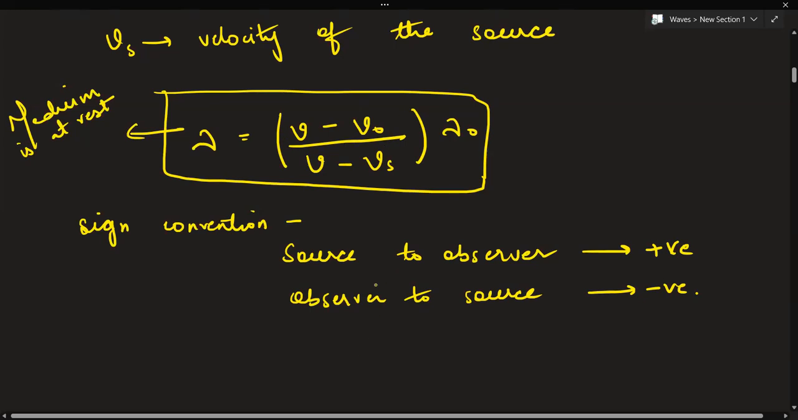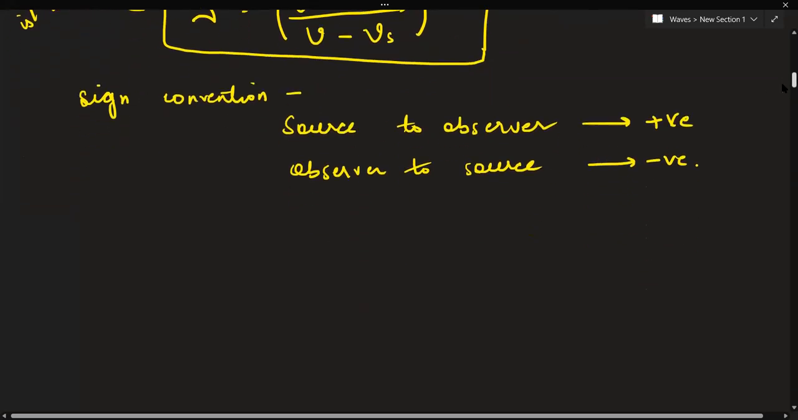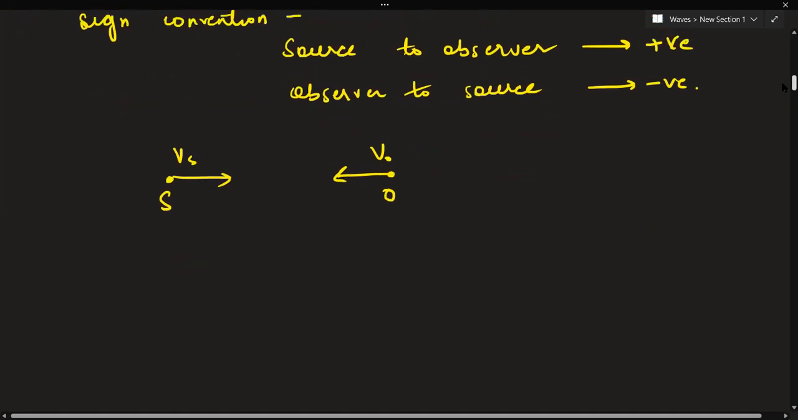So what is meant by what I've written, source to observer? This means if this is the source, this is the observer, and the source is moving like this, and let's say the observer is moving in this direction. Let's just take an example. Source to observer is taken as positive, so this direction becomes positive. So tell me, velocity of source, will it be positive or negative?